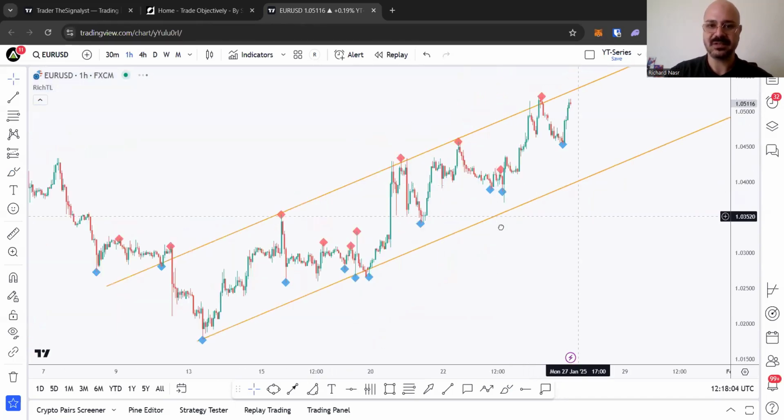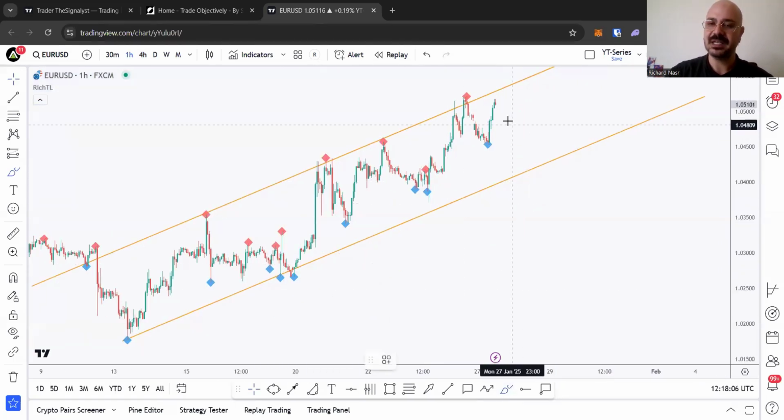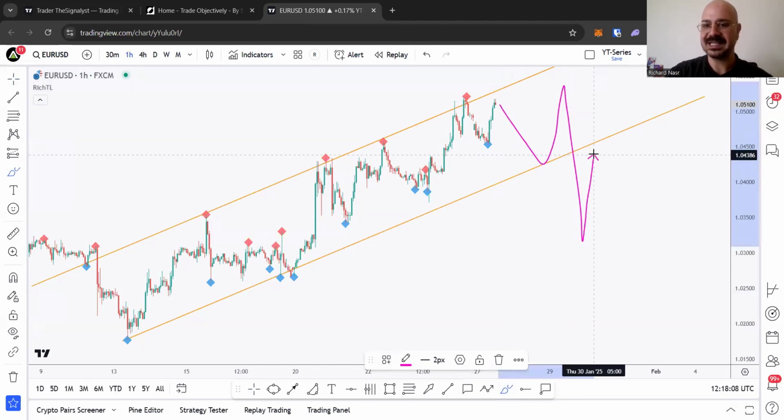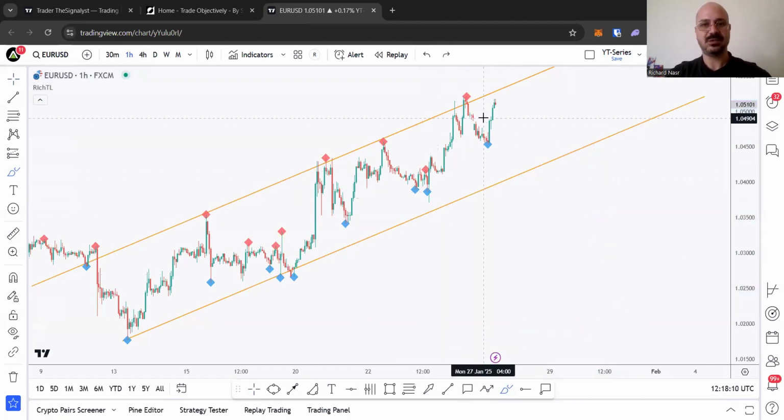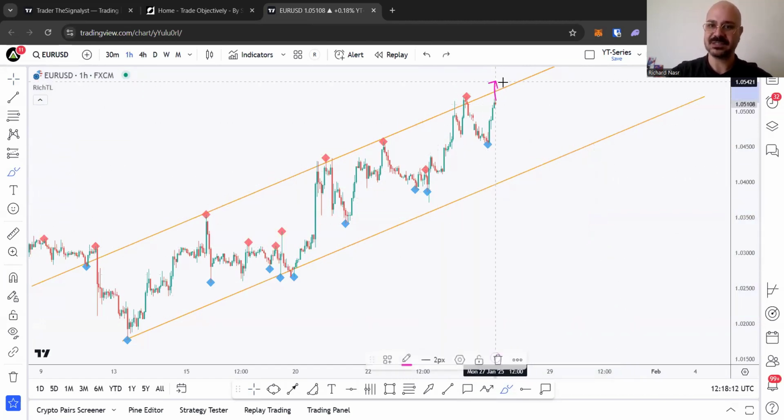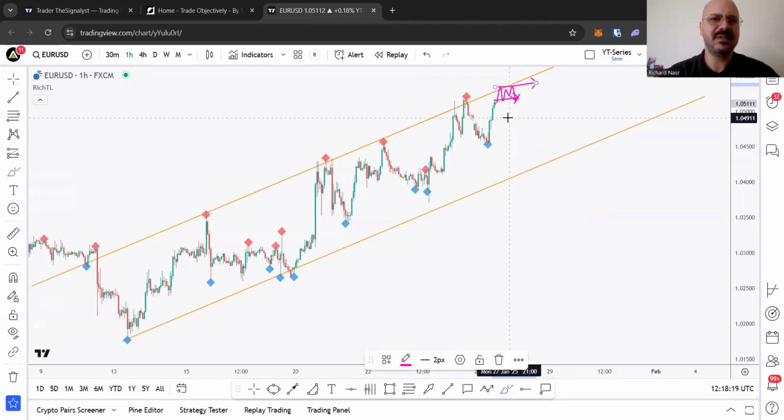Zooming into the H1 time frame, you can see that this is an entire channel. If we form a new low, break it down, you can go for a sell here, but we are currently around the upper band. So as long as we are here and form any kind of reversal, like a double top, head and shoulders, whatever entity you are using, maybe a moving average. I don't use it, but maybe you use it.